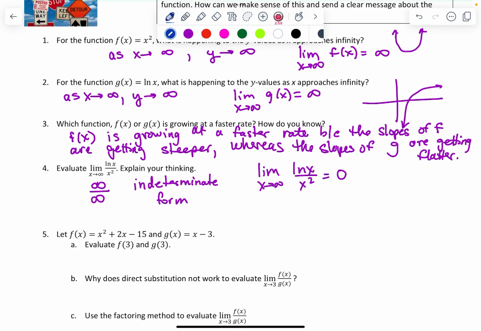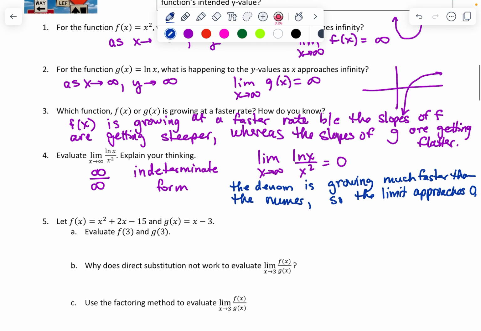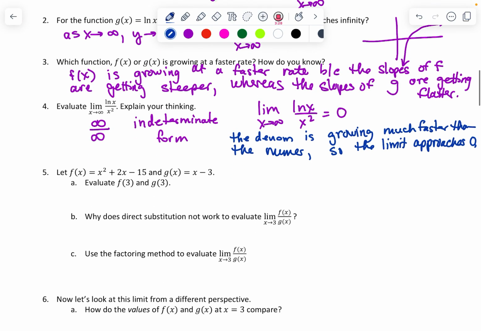And the reason why is the denominator is growing much faster than the numerator. So the limit approaches 0. Okay, so that's kind of interesting. Kind of interesting what's happening there.